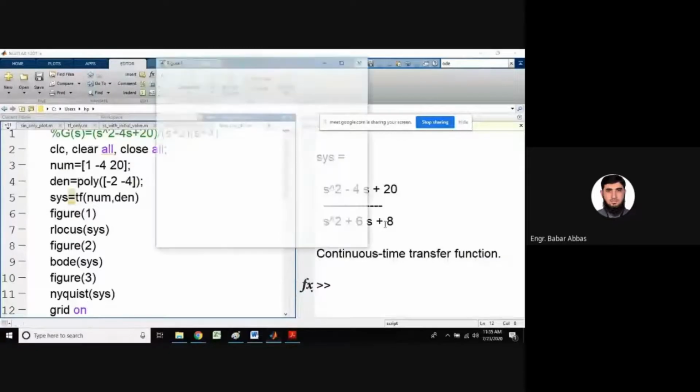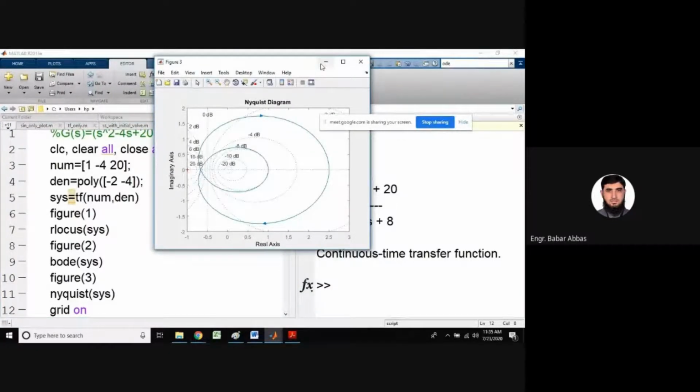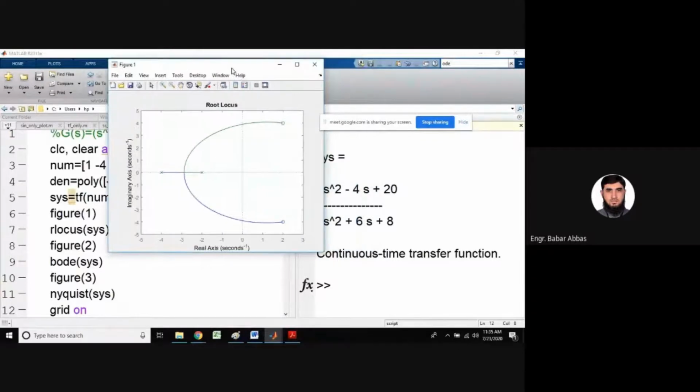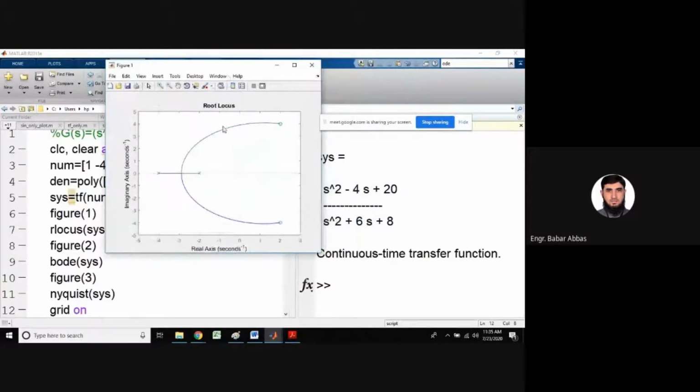These are the plots. This is the first plot figure, that is the root locus. We have 2 zeros on the right hand side, and we have 2 poles, one at minus 2 and the other at minus 4, on the left hand side.